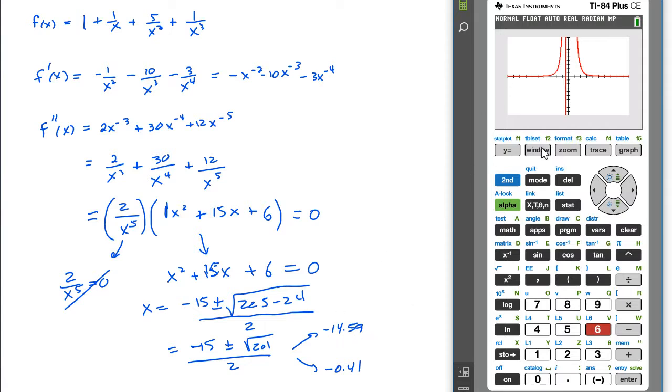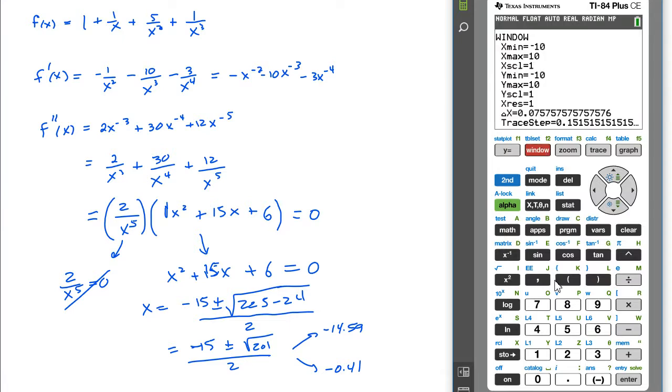Just to verify, we can trust things, but trust but verify. So I'm going to make sure I see it. I'm going to go to Window, and I want to go out past negative 14.59. So I'll go out to negative 20 in the x direction. To see that, we're going to have to zoom in tight around the x-axis, so my y's have to be much tighter. I think last time we used negative 0.001. That seemed to work okay, so we'll try it on the second derivative.